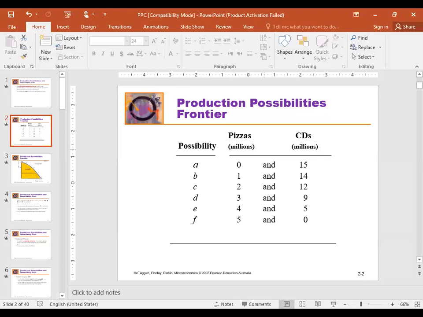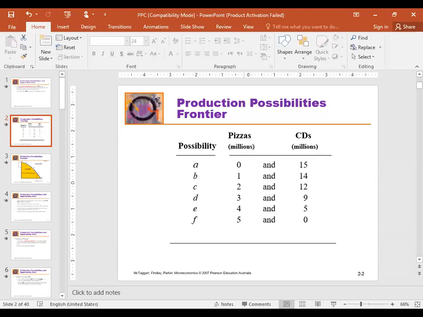Ahmed Rashwan is going to produce pizza, and he's also going to produce CDs. Okay, these are the two goods that Ahmed wants to focus on. These are the two goods that he is willing to produce from his company. Now, again, for goods and services, we need to use factors of production. Factors of production are limited, okay? So the production possibilities for Ahmed are the following.